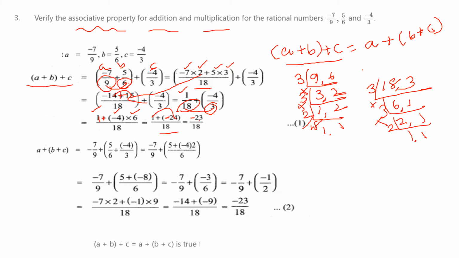So let us check the RHS. A plus bracket of B plus C. So A is this one, then B and C. Inside the bracket again 6, 3. What is the LCM of 6 and 3? 3 table, divisible by 3. So 2 3s are 6, 1. Again 2, 1, 1. So 3 2s are 6 is the LCM.